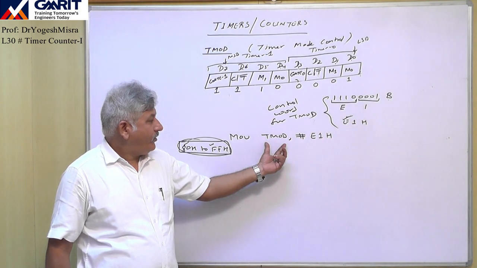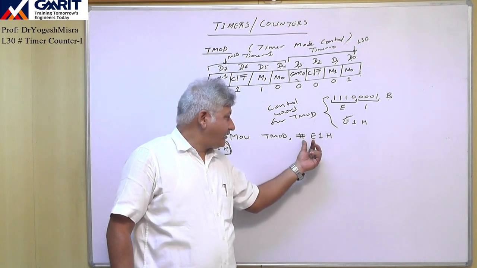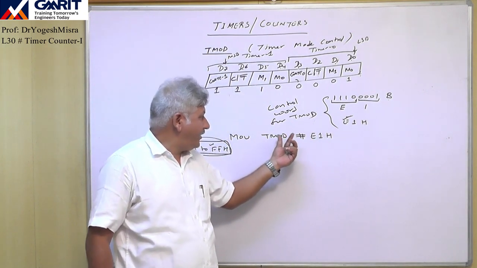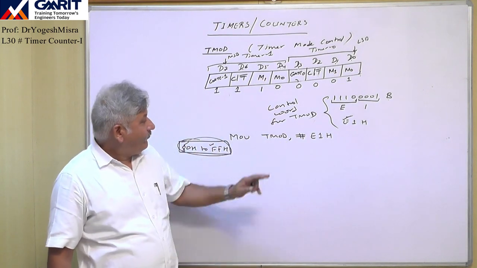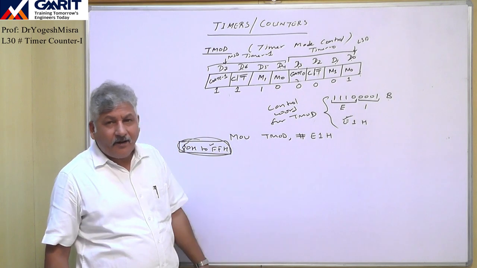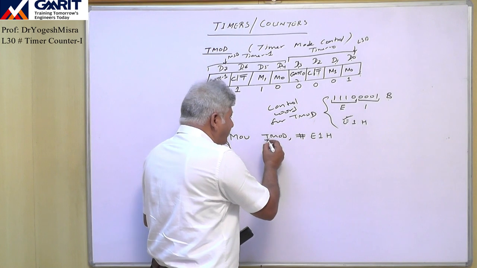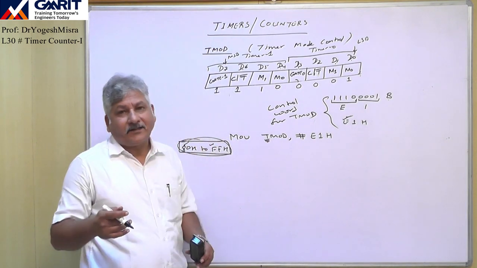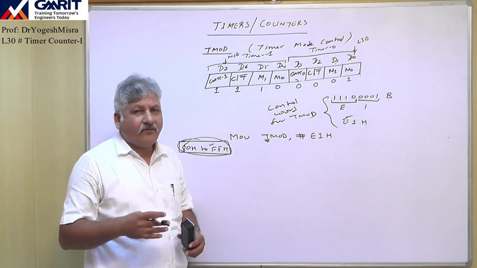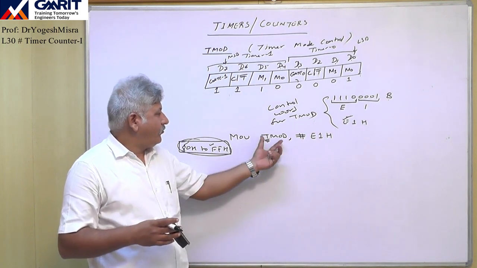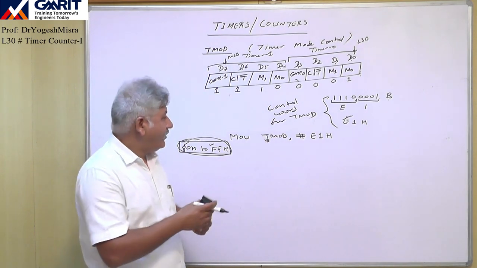So what will happen in this instruction? This is the data, because the hash sign is there. This data will be loaded in the TMOD register. This is our TMOD register. And when we compile or assemble this code, at that time the assembler will automatically convert this into its equivalent address. So for a programmer, no need to worry about this address. For the TMOD register, simply write this.